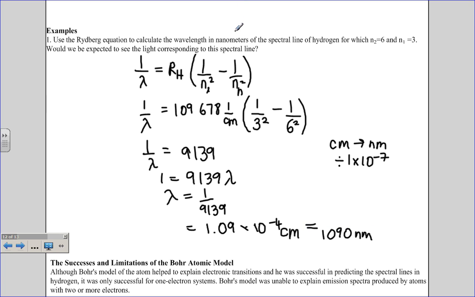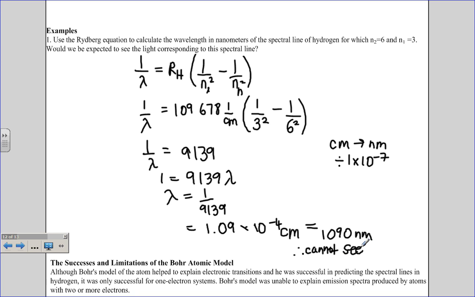So the question asks us to report the wavelength in nanometers, which is 1,090. And then it asks us, would we be expected to see the light corresponding to this spectral line? As you know, the visible region is from 400 to 700 nanometers. So the answer is no, we would not be able to see this. Okay, and you could put a more complete explanation by saying that it's not within the visible region.